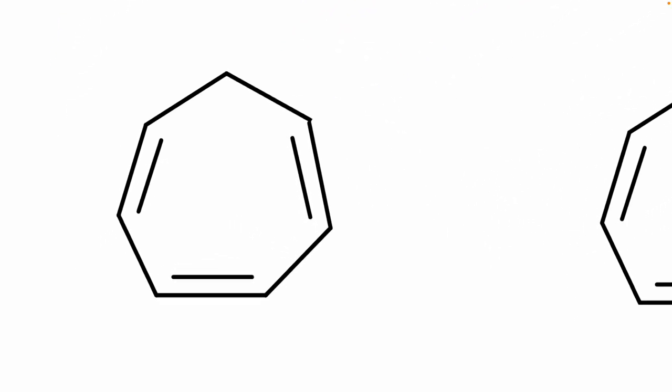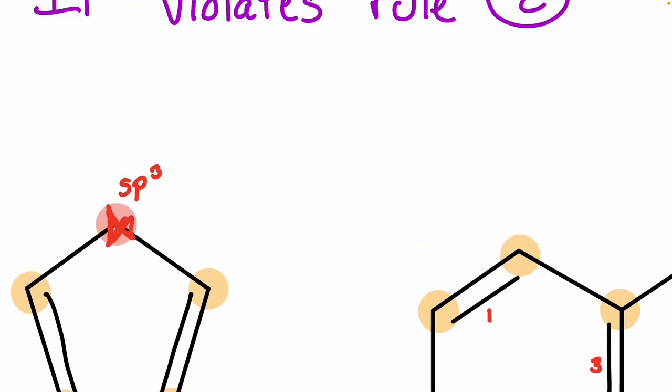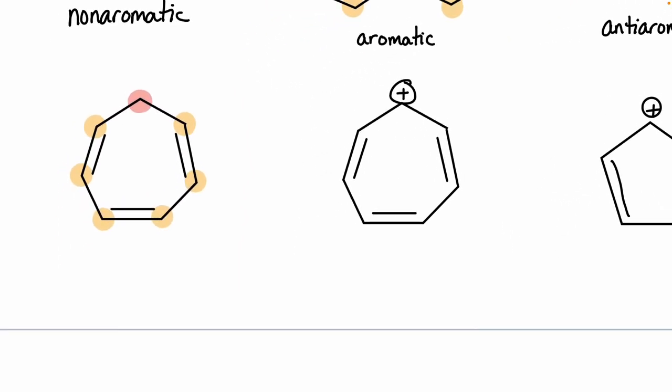All right, these seven-membered rings are impossible to draw. It looks a little crooked. It's the best I can do, all right? Okay. Let's go through and figure out if this violates rule one. I'm going to mark all carbons about a double bond, and then I get to this top one, and it messes it all up, right? I have this sp3 hybridized carbon in my ring, messing up my conjugation. And again, if it violates rule one, you're just going to stop and say this is non-aromatic. So this is another example of a non-aromatic compound.